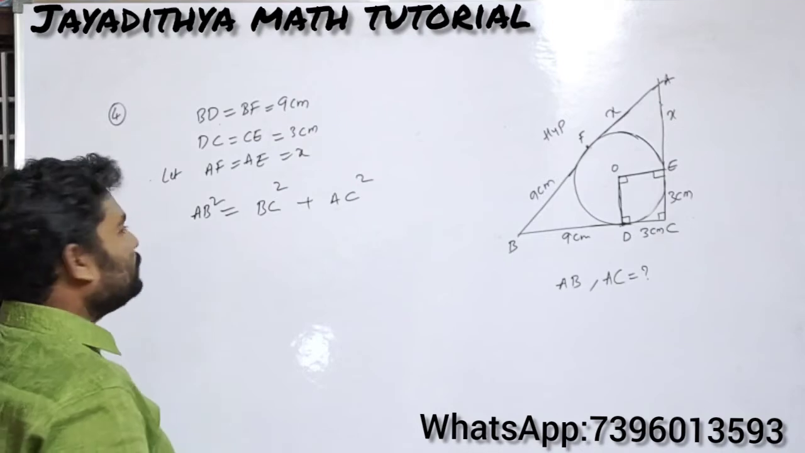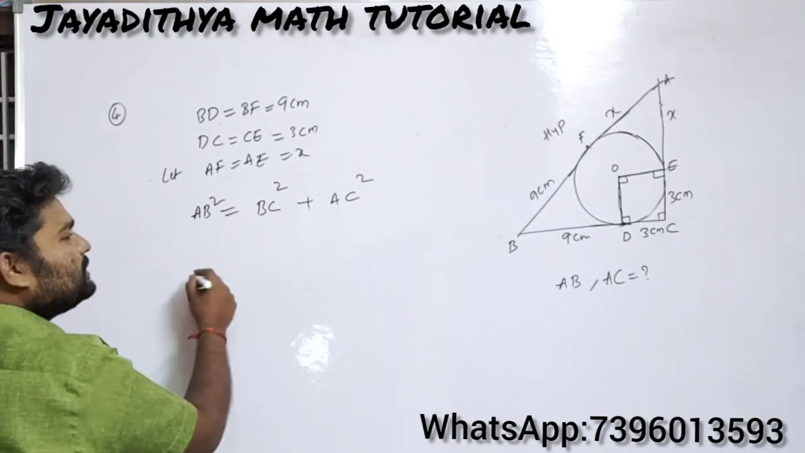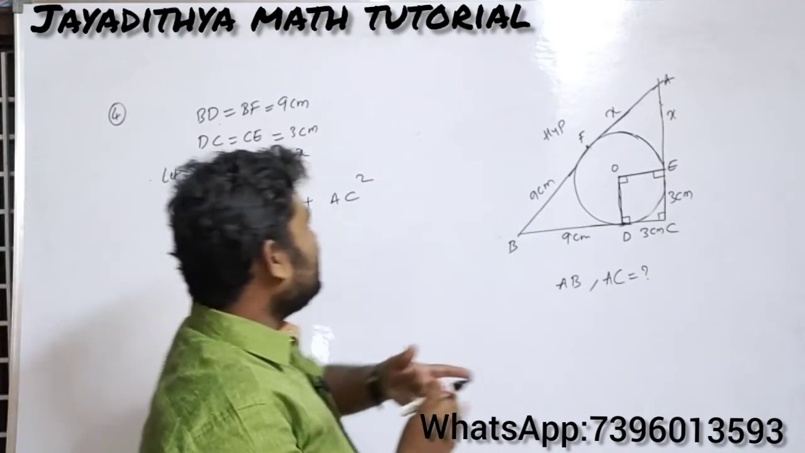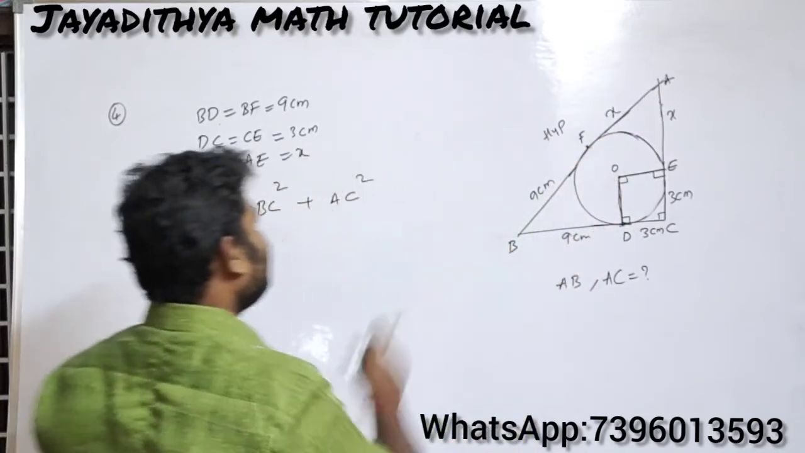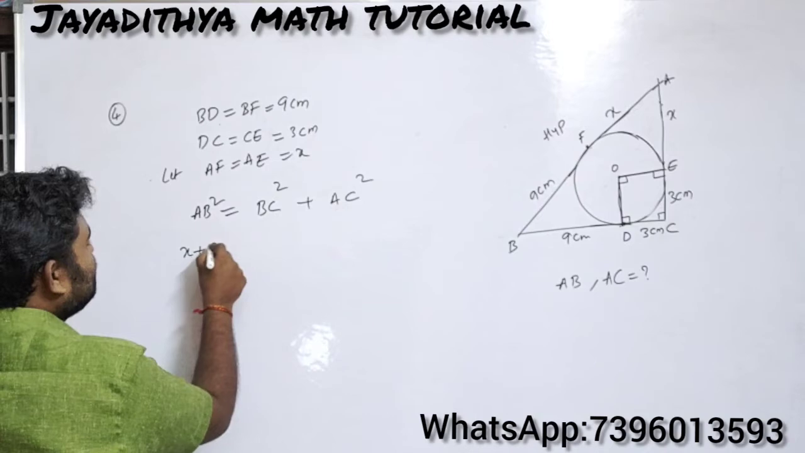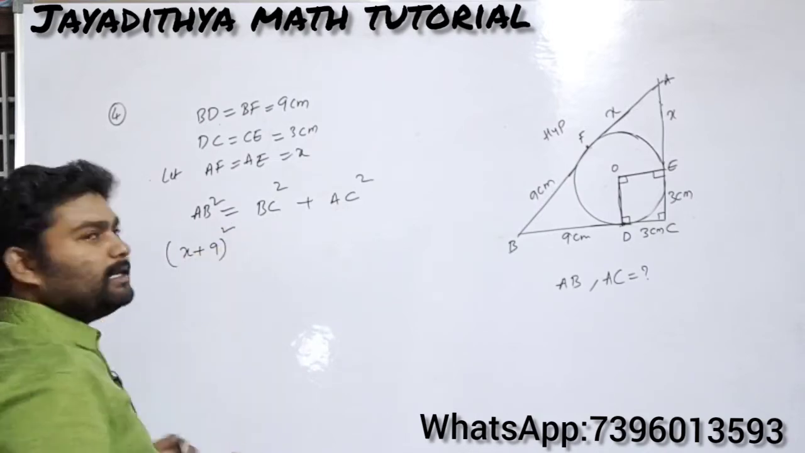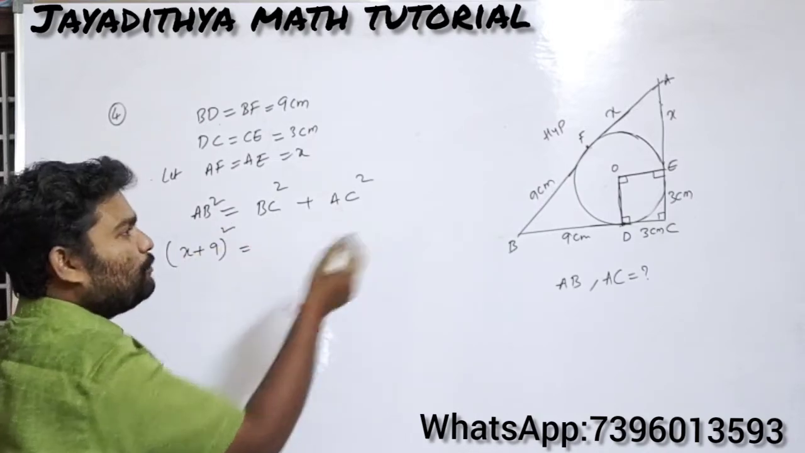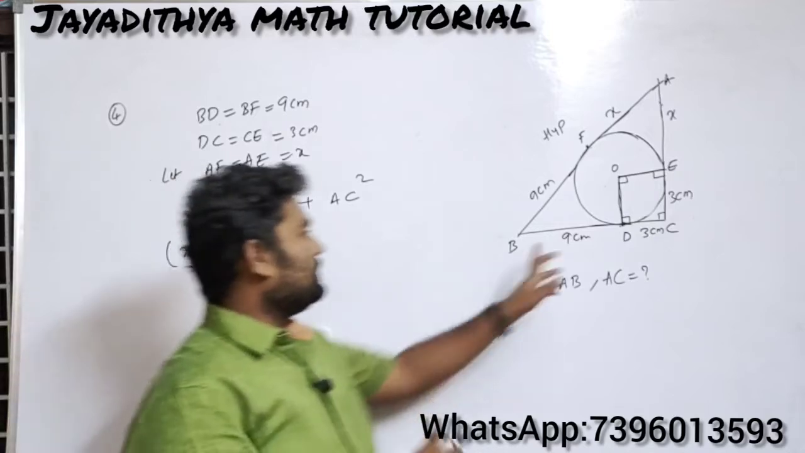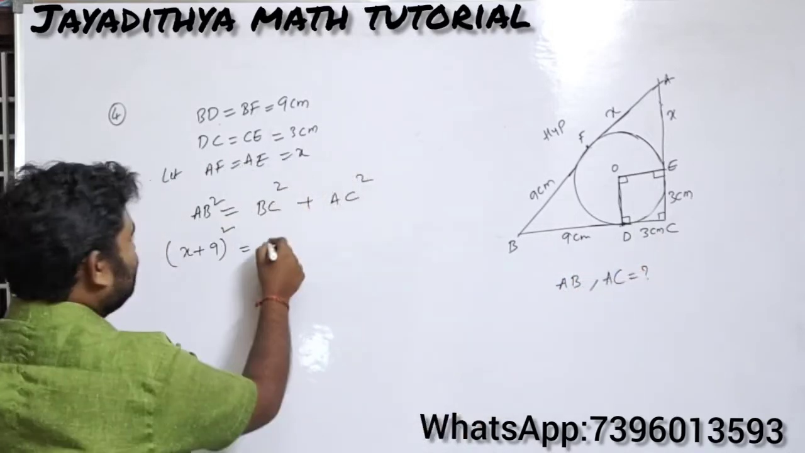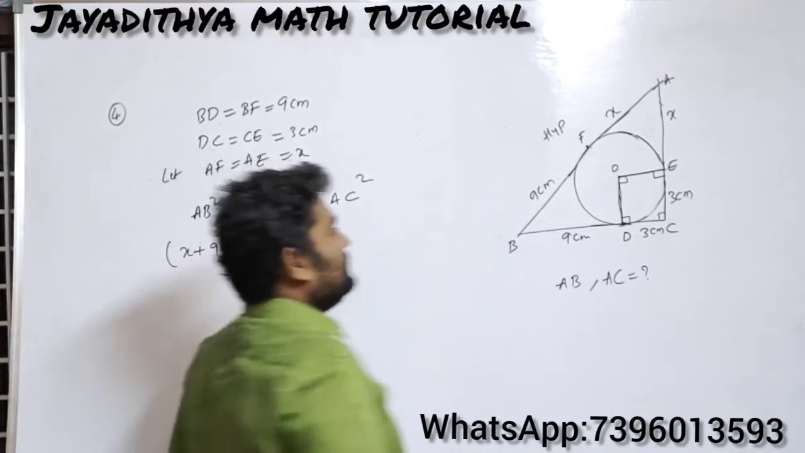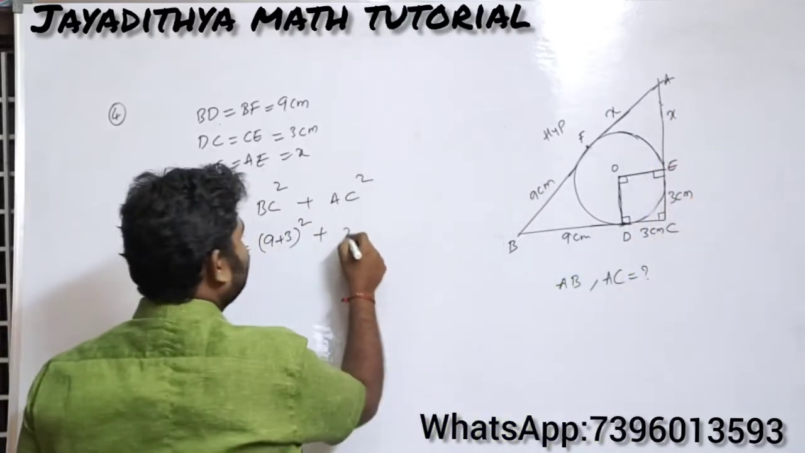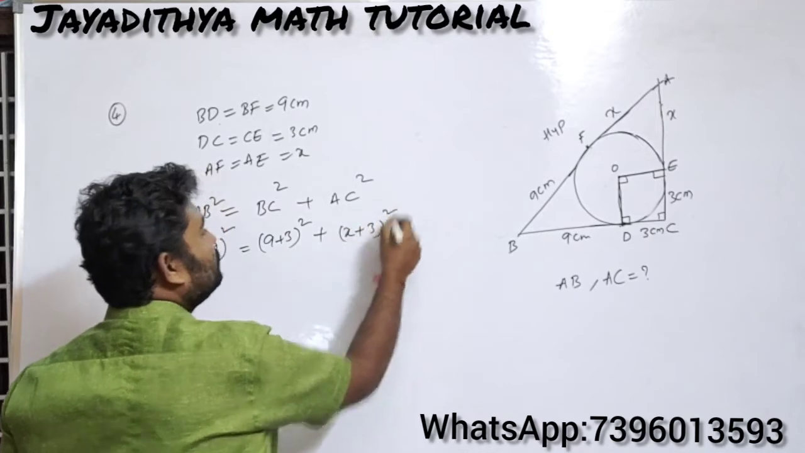So from the figure, what you can observe there, AB is nothing but AF plus FB. So I am taking directly (X plus 9) whole square. And here you have BC. BC is equal to how much? 9 plus 3. That is (9 plus 3) whole square. Plus AC. AC is nothing but X plus 3, (X plus 3) whole square.